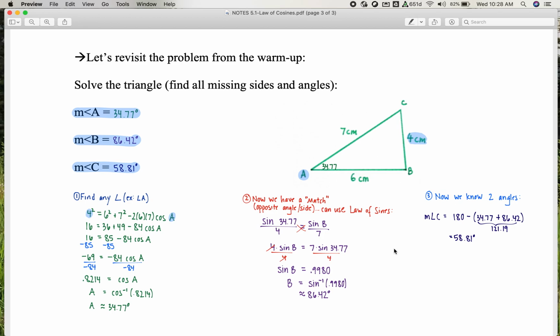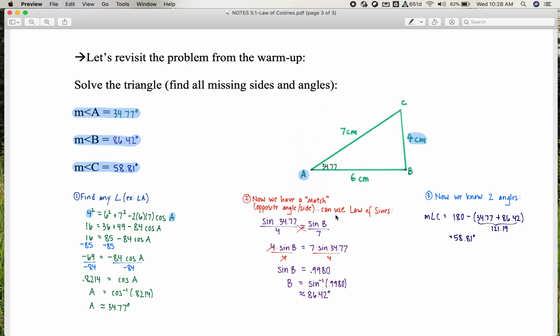So now, just like in the last problem, now that we've found this 34.77, we have a match. So we don't need law of cosines again. Now we can use law of sines to finish this problem. And I can say sine of 34.77 over 4 equals, and then I just choose the angle I want to find next. I'm choosing B. So equals sine of B over 7.